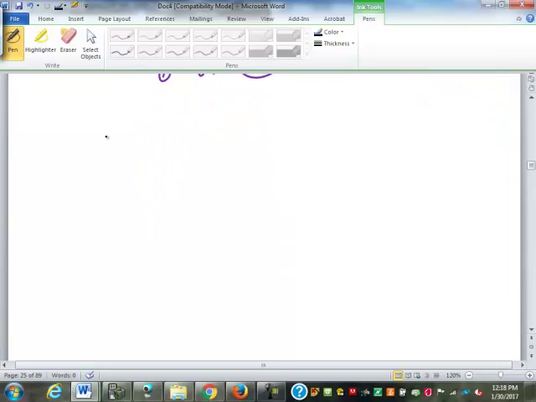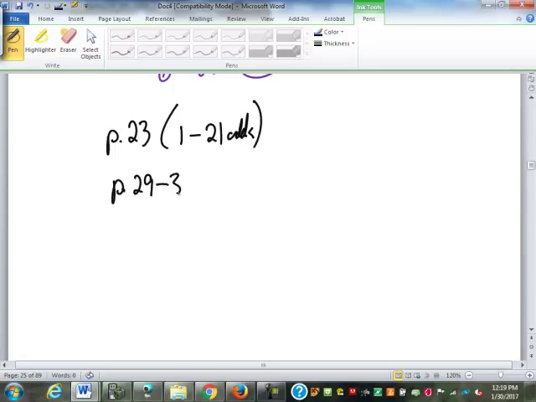Out of your book, page 23, there's 1 through 21, the odds. And on pages 29 through 32, it's 1 through 91, the odds. Now, as I said before, I don't expect you guys to do all these problems. I mean, this is what, 11 and 46, so that's 57 problems.